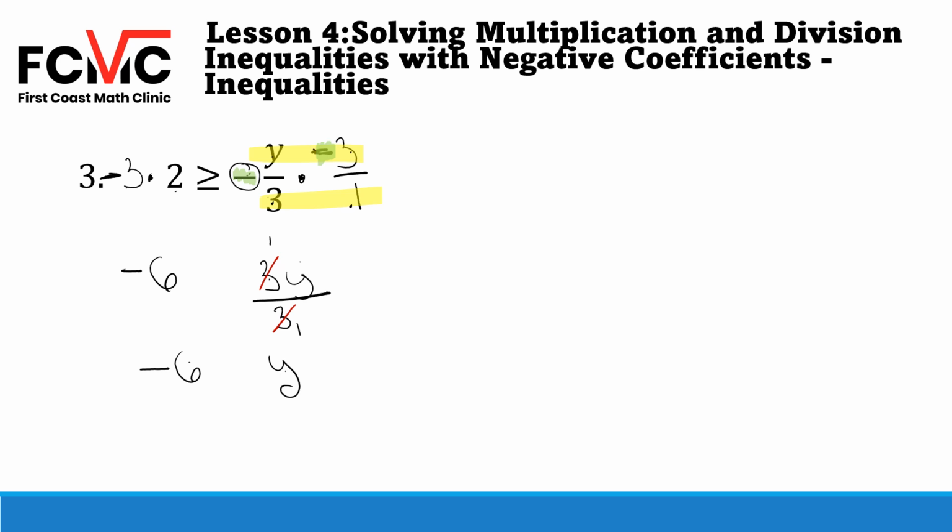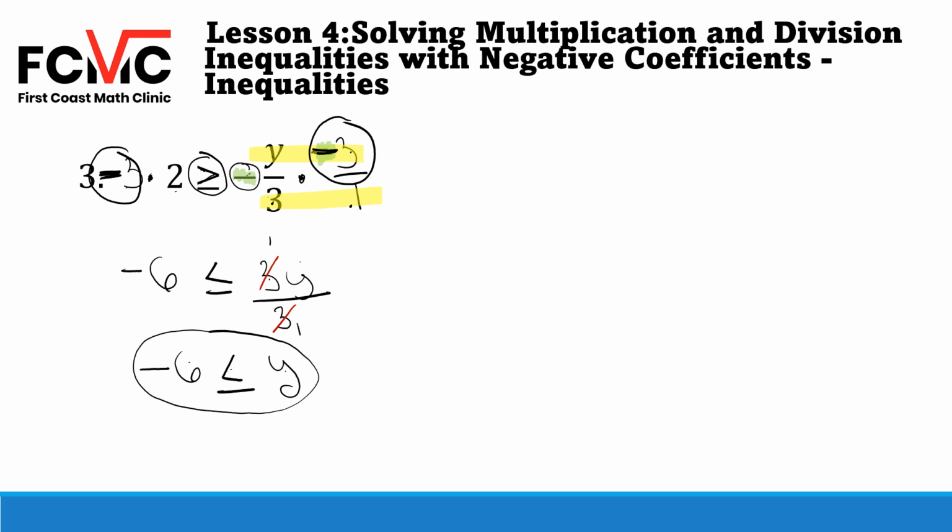But now, because we multiplied by a negative 3 and a negative 3, what do we have to do with that inequality? Instead of greater than or equal to, remember, we've got to flip the inequality, so it's going to become less than or equal to, all right? So since we've multiplied by a negative on both sides, we've got to flip the inequality. So our solution is going to be negative 6 is less than or equal to y.